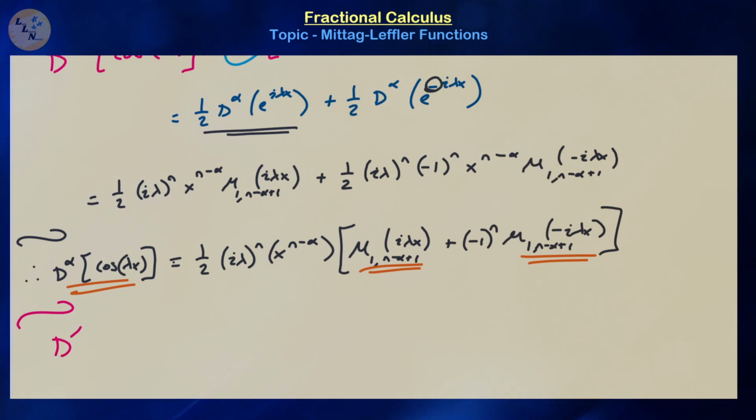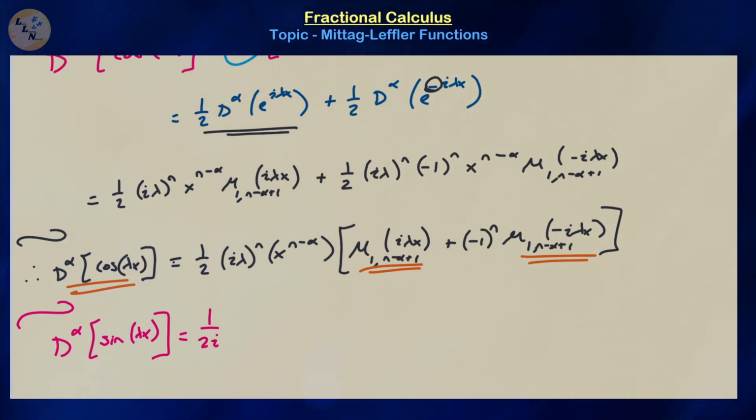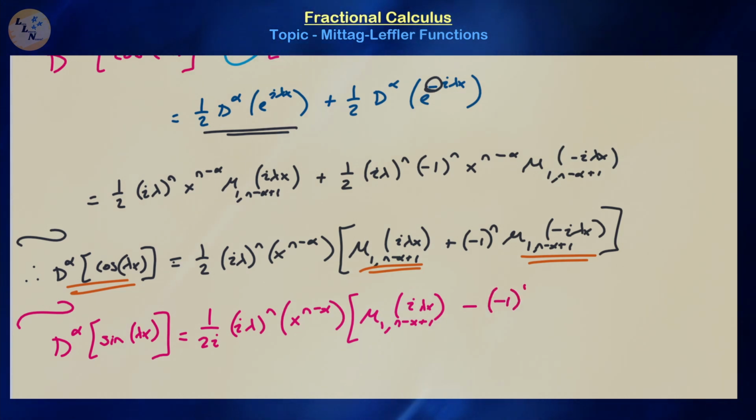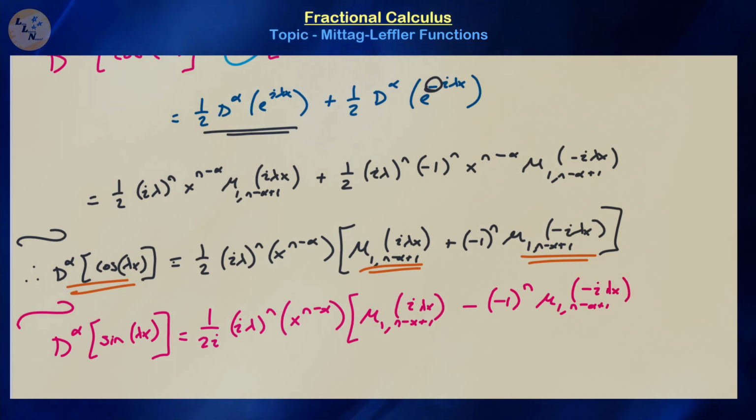And similarly, you can find the fractional derivative of sine of lambda x. What is that going to be equal to? Do you know? It's just a small change. We're going to definitely have an i in the bottom. In case you don't remember, that's part of the difference between the exponential representations of these two. Then we're going to have x to the m minus alpha, and then again Mittag-Leffler 1, m minus alpha plus 1, i lambda x. We're going to have a minus sign there, minus 1 to the power of m, Mittag-Leffler 1, m minus alpha plus 1, minus i lambda x. Right? So those are the fractional derivatives if we extend factorials with gamma functions.